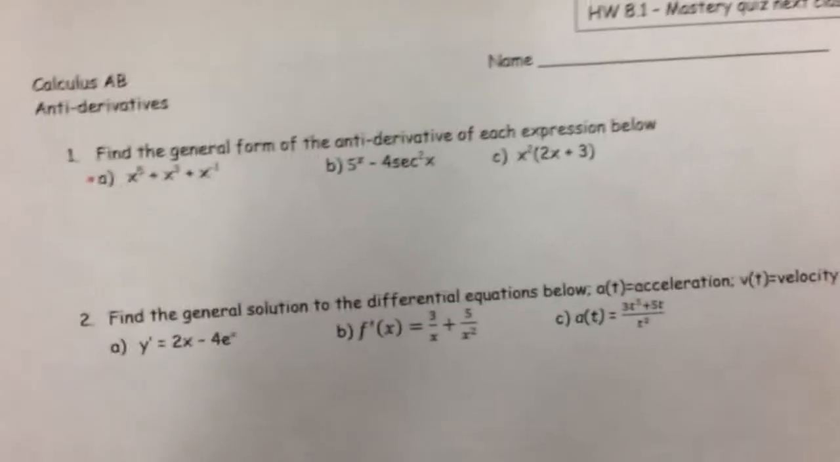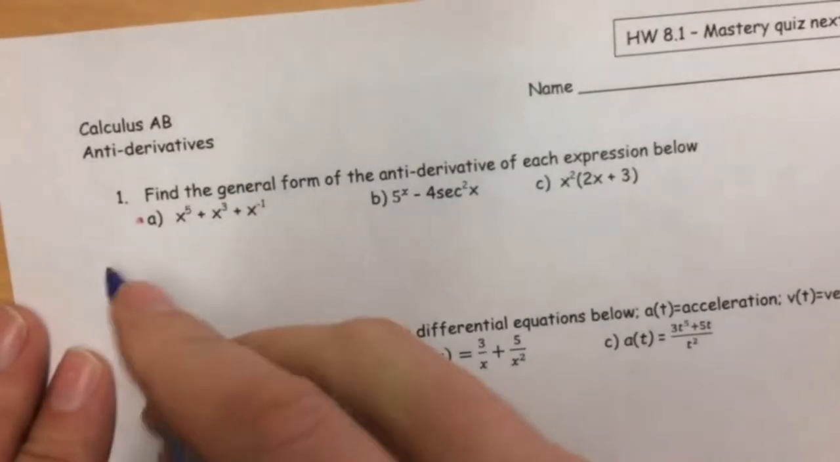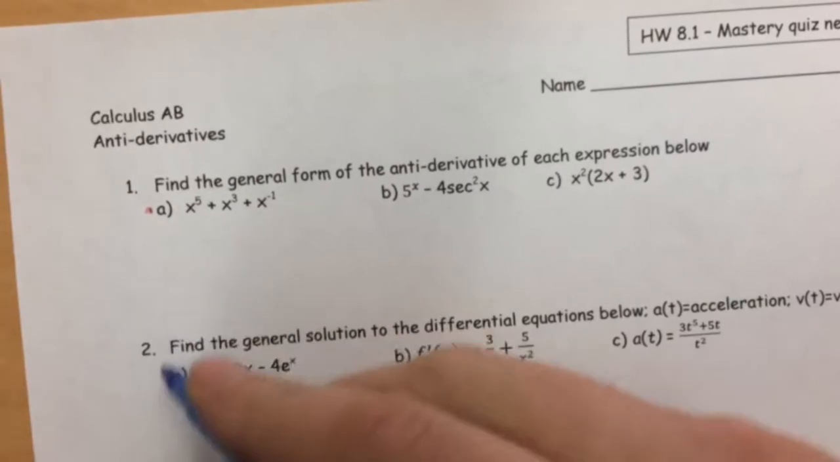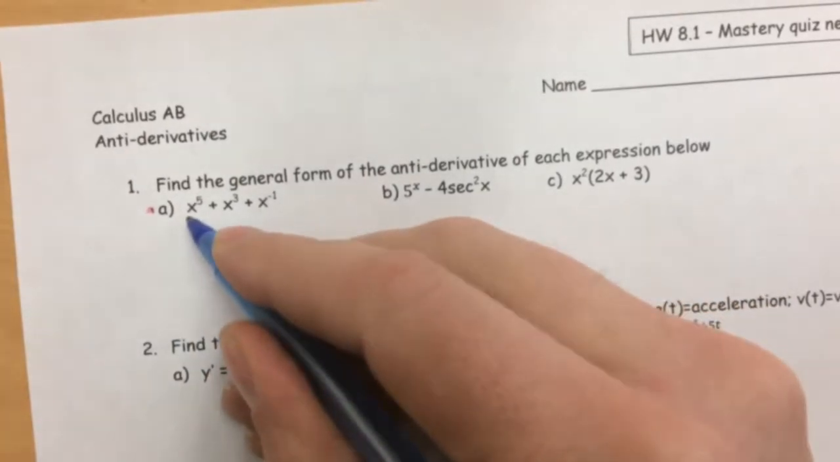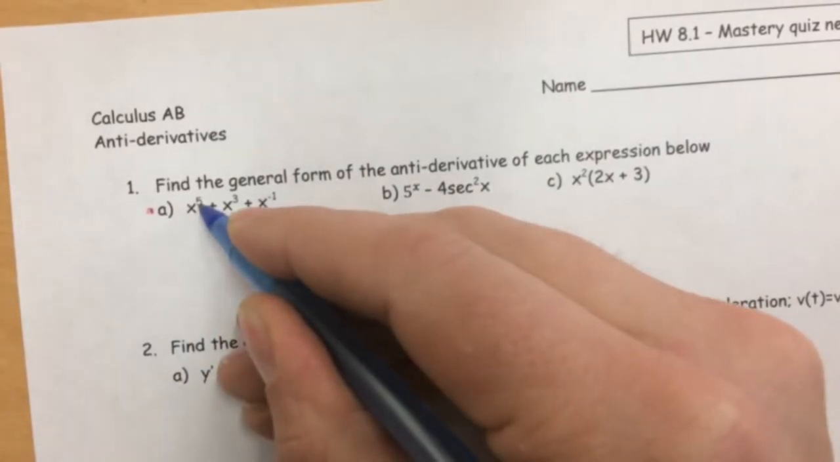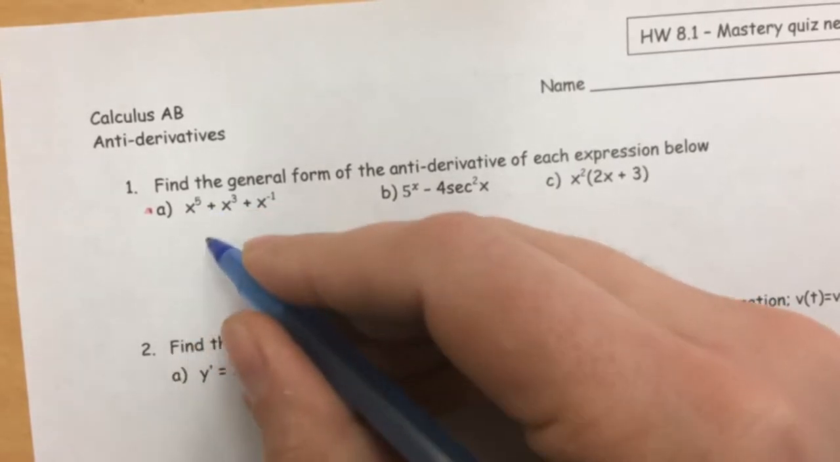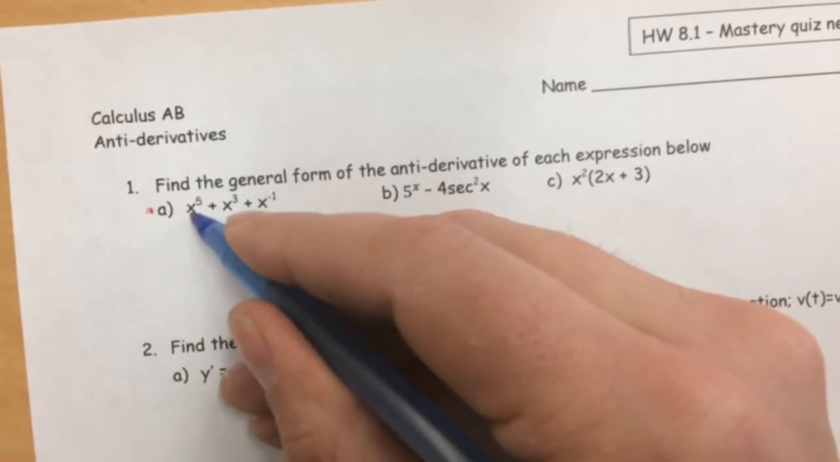We have a homework on antiderivatives. I'll do as many of these as I have time for. The first one is clearly some power rule stuff, and we're trying to find the thing that when you do the derivative gives us this.